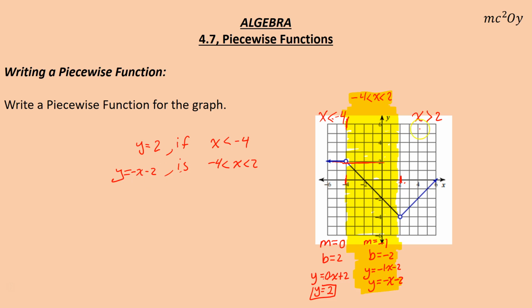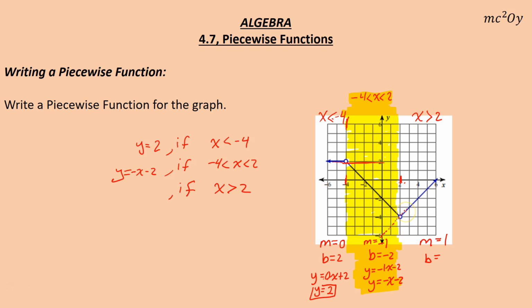Okay, and then over here we have the rule x is greater than 2. I should read: if x is greater than 2. Well, we have an equation again here. Let's see our slope. It looks like it's rise 1, run 1. Our y-intercept, well, if we extend this line again, it looks like it would hit at negative 6.